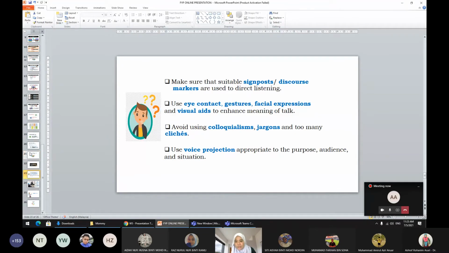Make sure you use suitable signposts. Signposting is mentioned: however, in contrast to, okay, moving on to my second point, this is due to the fact that, thus, hence, in conclusion. All of that is signposting and discourse markers. Very important, guys, because if not, they feel like they are losing you. If you don't use signposting and discourse markers, they are going to lose you. They wouldn't follow whatever you are trying to explain.